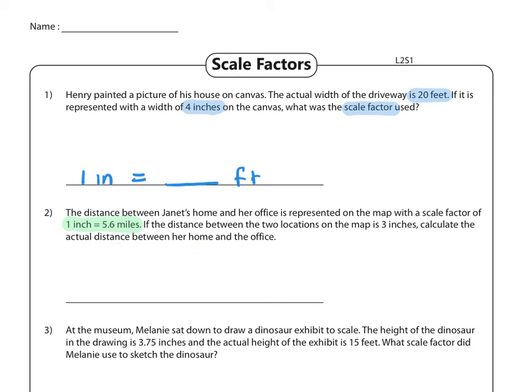So they've given us, if we look at this, they've given us the inches, which is on the map, so that's the scale, and we're being asked to find the actual distance. And again, you can set this up as a proportion. Because we're not finding a scale factor, you don't have to put the y over the x. You can write the scale as they gave it to us.